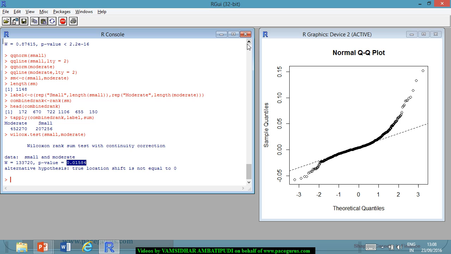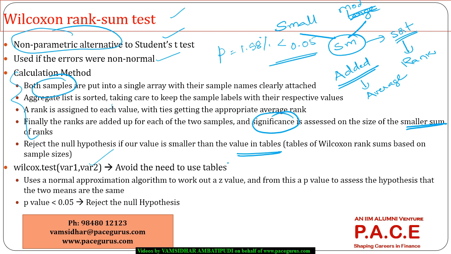So I will take my decision in favor of the alternate hypothesis by rejecting the null hypothesis. The alternate hypothesis is that the true location shift is not equal to 0. So there is definitely a difference across the groups in whatever the measure of location is here. Generally, median is the measure of location. We say that the location difference between the two groups is significantly different.